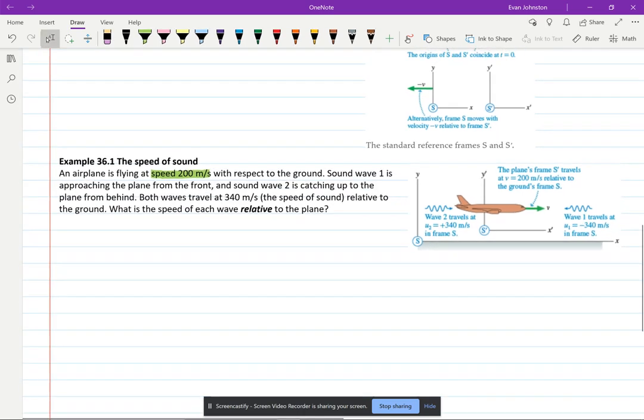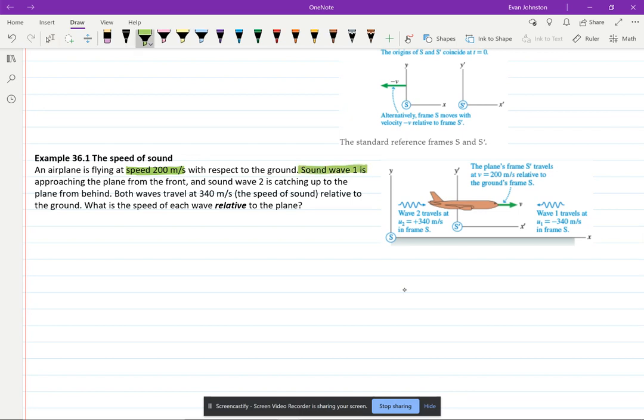Cool. Sound wave 1 approaches the plane from the front. Okay, so here's sound wave 1, and it's moving to the left, and the typical speed of sound at normal atmospheric pressure and normal temperature, under weird conditions it changes, but the speed of sound is that. Sound wave 2 is catching up to the plane from behind. So the plane's moving to the right, this sound wave is moving to the right, and so it's trying to play catch up, essentially, is the whole idea. Both waves travel at 340 meters per second. That's the speed of sound, typically at standard temperature and pressure.